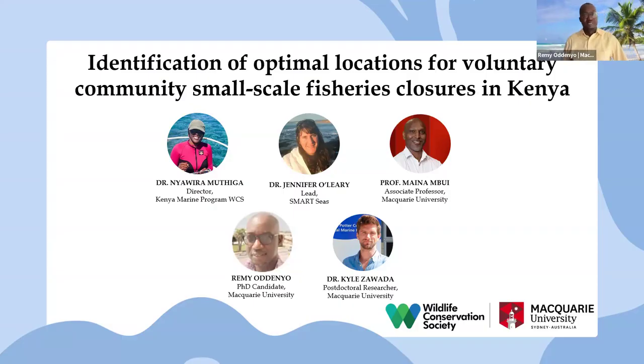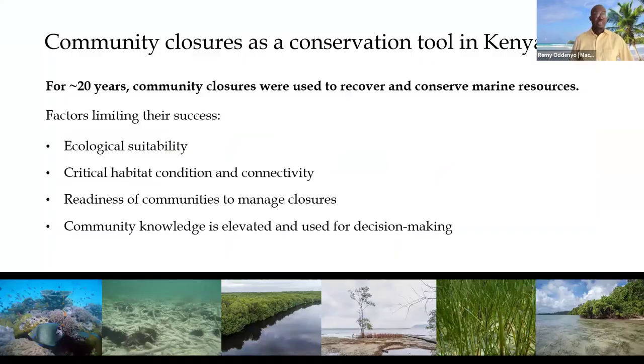So why are we doing this? Why did we decide to focus on community closures? So in Kenya, we have a co-management framework where communities have a mandate to be able to manage a certain area, an expanse of the beach, but also in the waters, in the marine space. And one of the tools that has been of interest is implementing community closures. This has happened over 20 years, with the first one established around 2006.